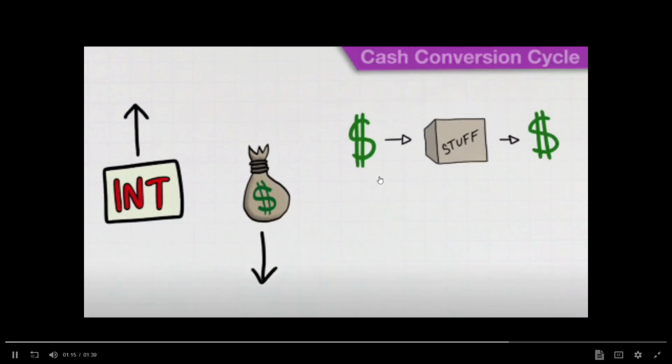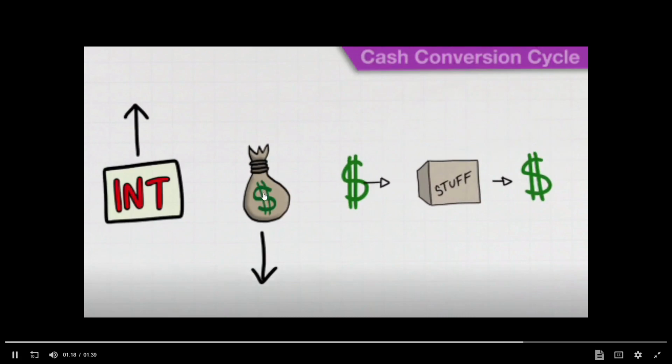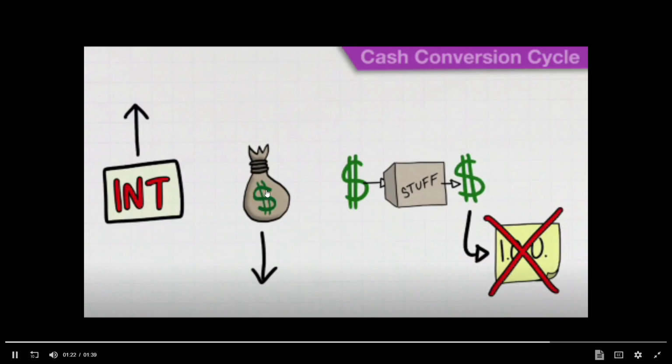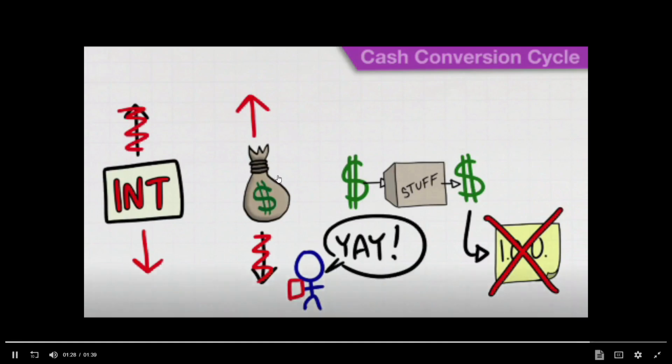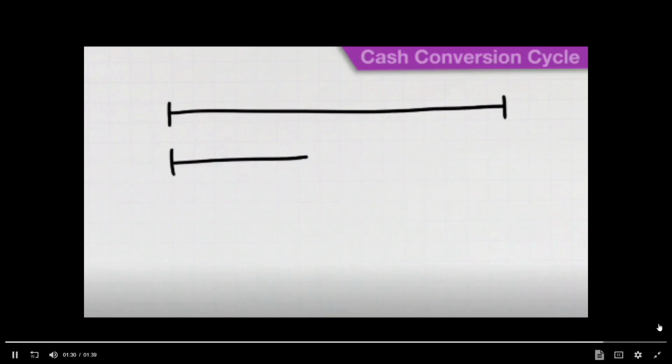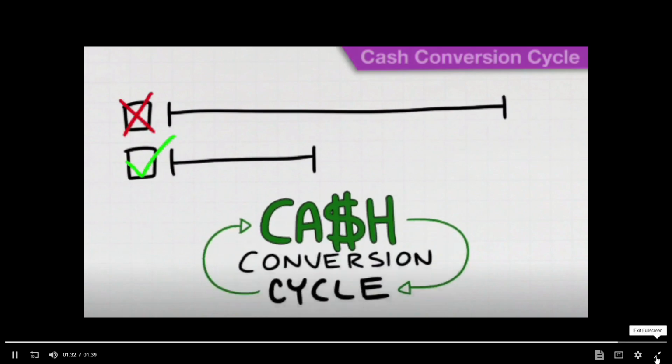That's why they want to shorten their cash conversion cycle. The less time it takes to turn their stuff back into cash, the sooner they can repay their loan. And that means they get to pay less in interest fees and make a bigger profit. And that, of course, makes shareholders happy. So remember, shorter is better when it comes to the cash conversion cycle.